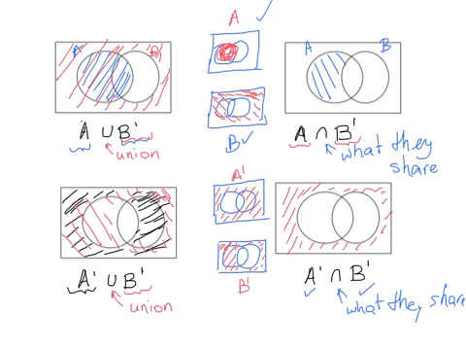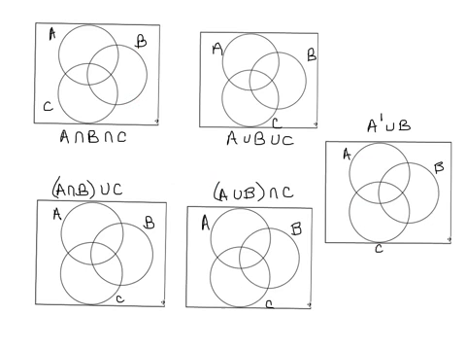Okay, so let's get a little bit harder. We're going to throw a third circle in there and see how this goes. All right, so now we have 3-circle Venn diagrams, and we're just going to jump in and do them all. So A intersect B intersect C. I'm looking at the first one. A intersect B intersect C is what they all have in common, and that is the middle region. That's what A, B, and C all have in common.